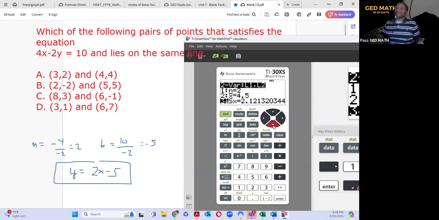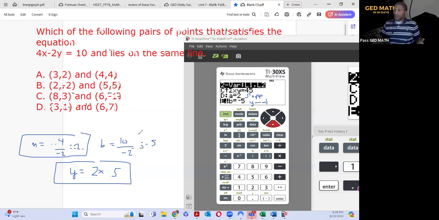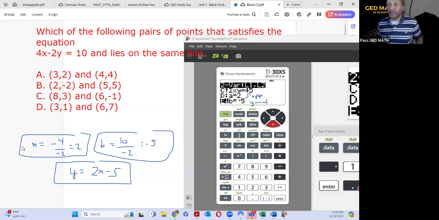This took even less time. I'm going to go down to AB. So there's my slope right there. There's my y-intercept right there. Slope is 2. Y-intercept is -5. I'm done. But this stuff takes practice.